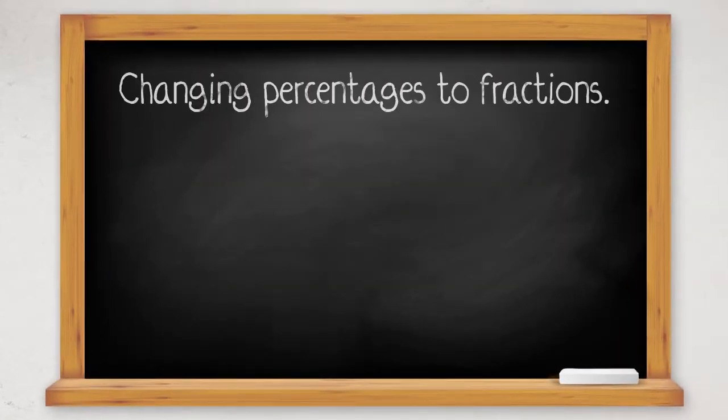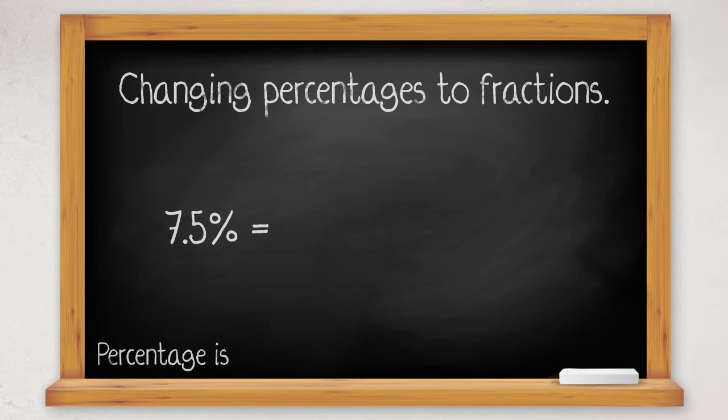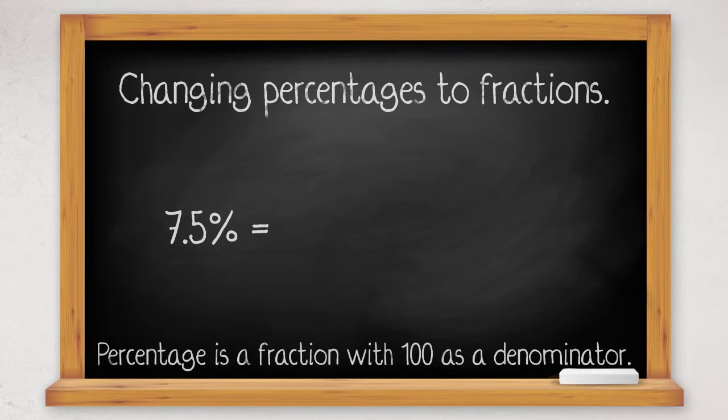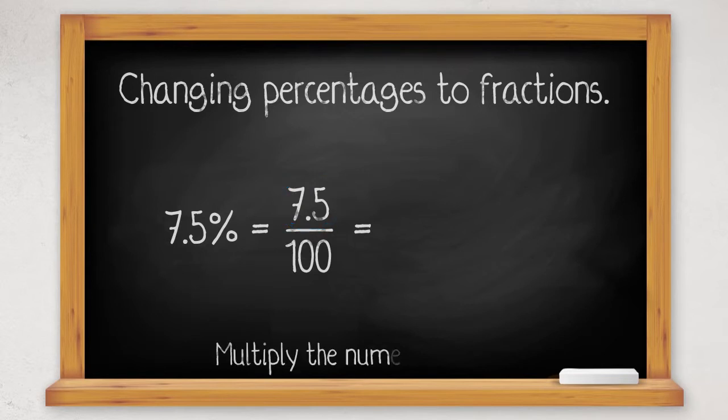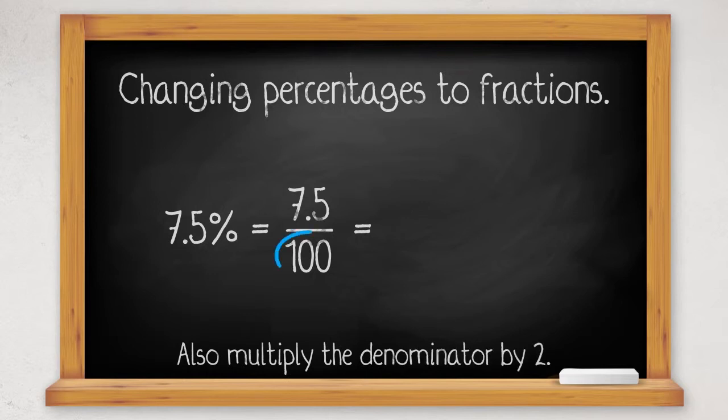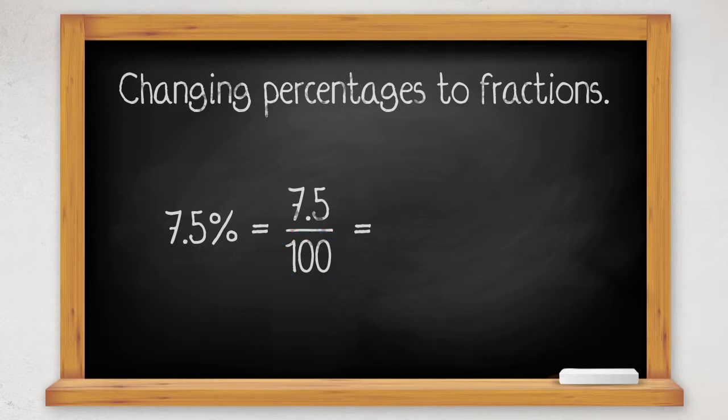Percentages are sometimes given as a decimal number, for example 7.5%. If we want to write it as a fraction, since a percentage is a fraction with 100 as a denominator, we write it as 7.5 over 100. But we need to change the numerator into a whole number. We need to multiply it by 2. To get an equivalent fraction, we must also multiply the denominator, 100, by 2 to get 15 over 200.